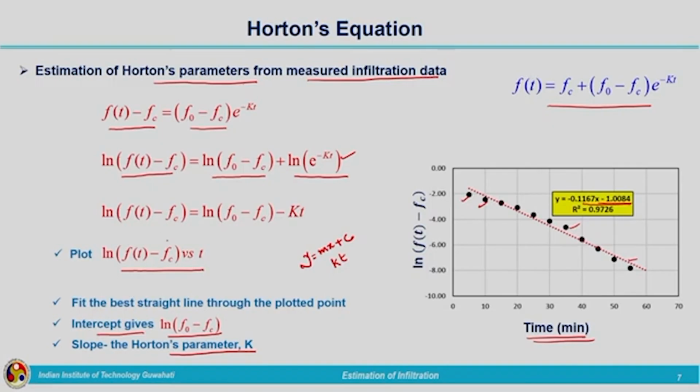Here there may be some confusion about where we will get f of c. We have the cumulative infiltration. If we plot the infiltration rate, as time elapses you can understand that the infiltration rate value is not changing with respect to time. It will attain a constant rate, and that value can be considered as f of c. So, by making use of these things, you can get Horton's parameters.